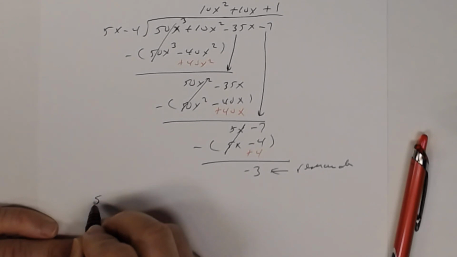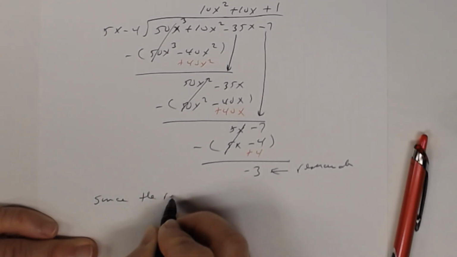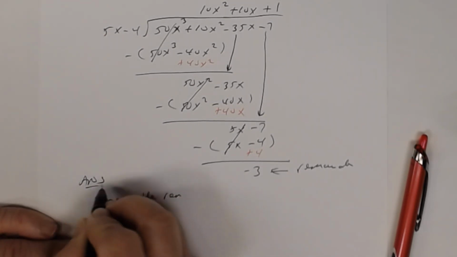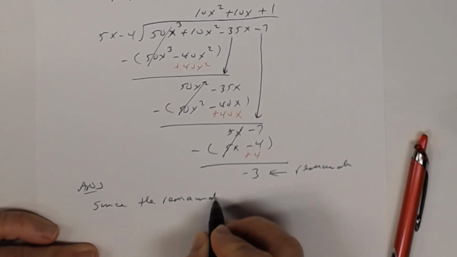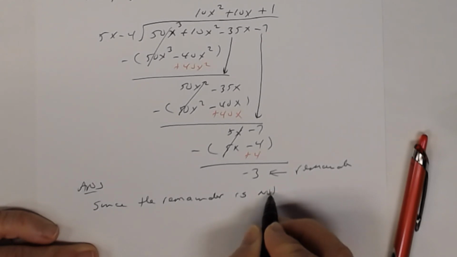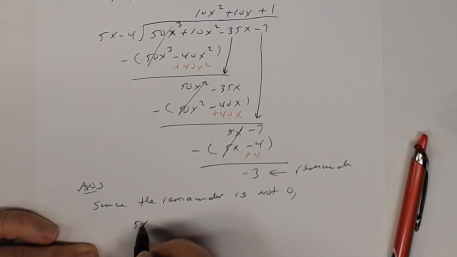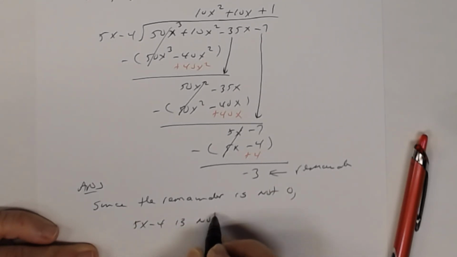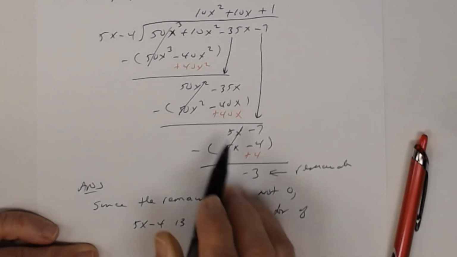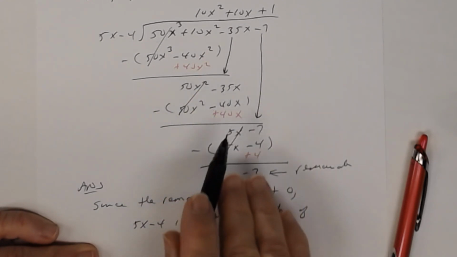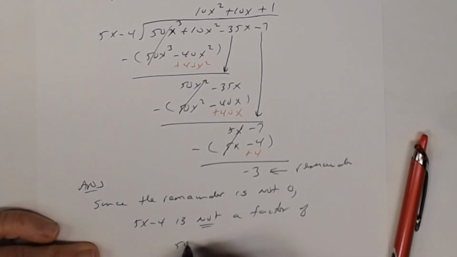So you're going to say this, since the remainder, so there's your answer. This is your work. This is your answer. Since the remainder is not 0, 5x minus 4 is not a factor of your dividend, which is 50x cubed plus 10x squared minus 35x minus 7. All right.